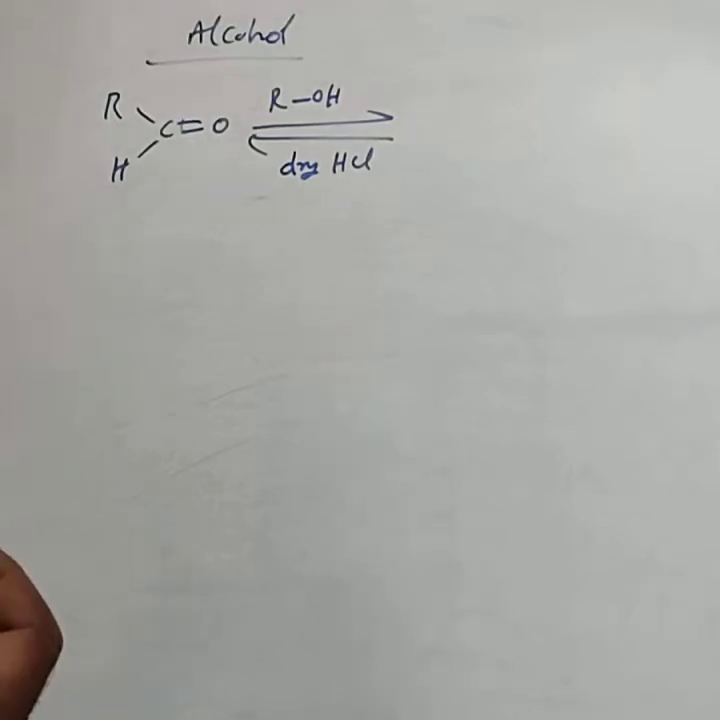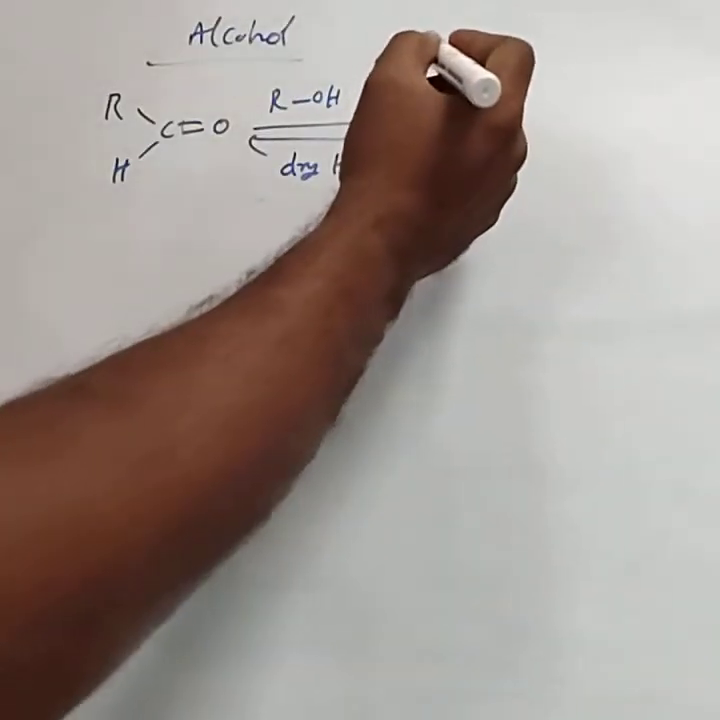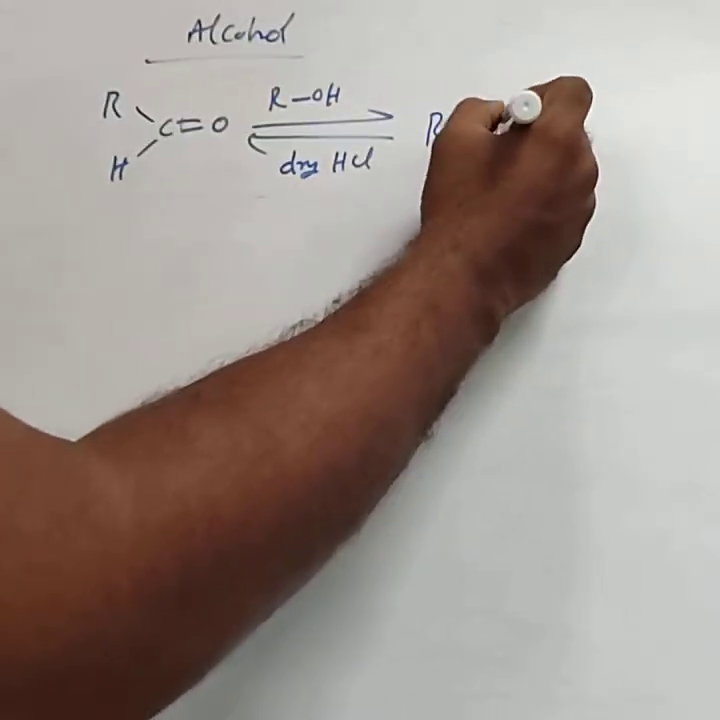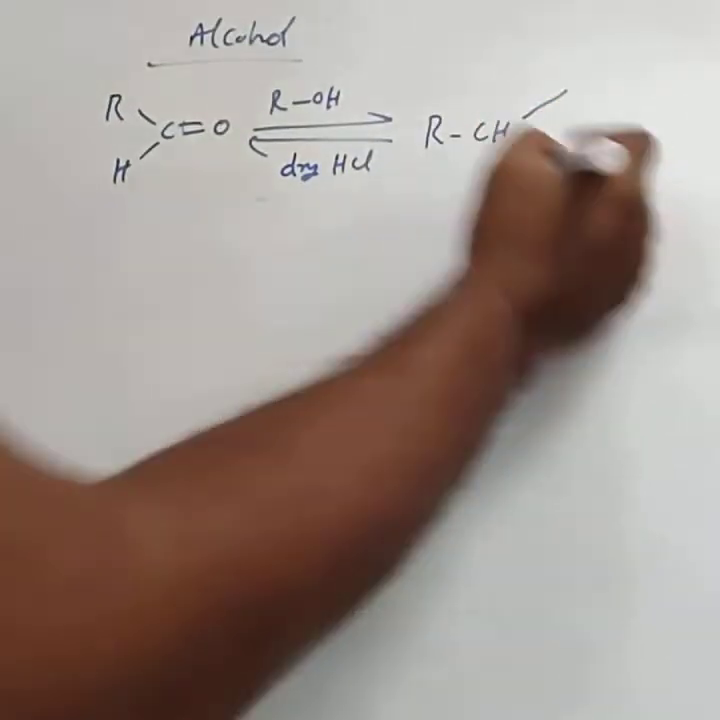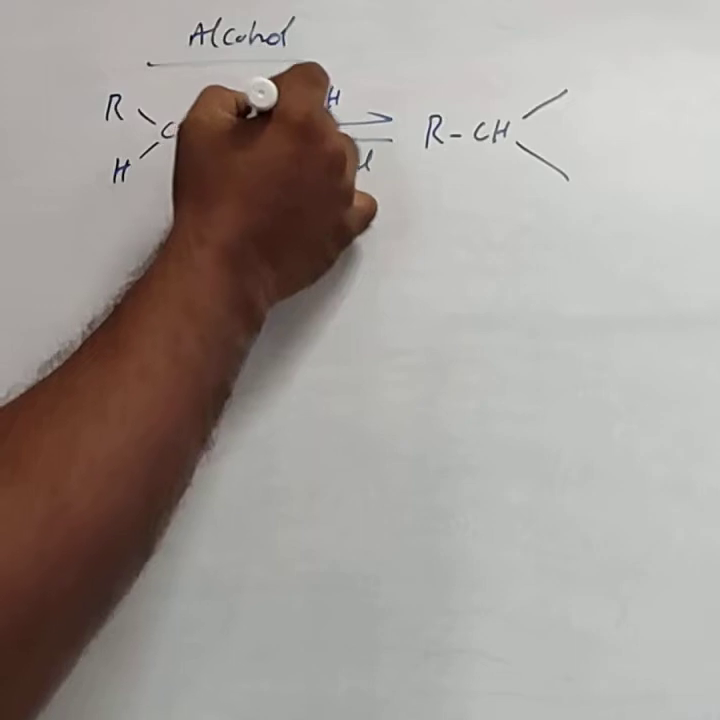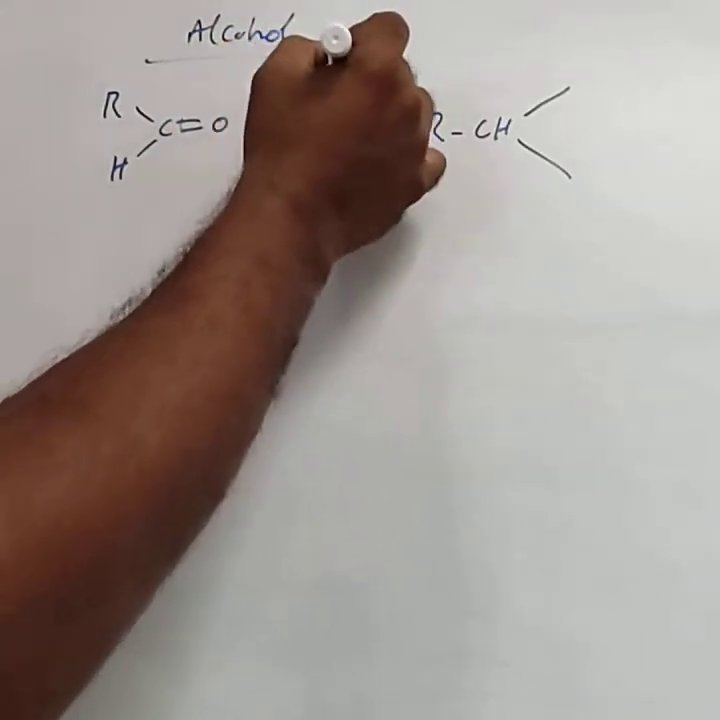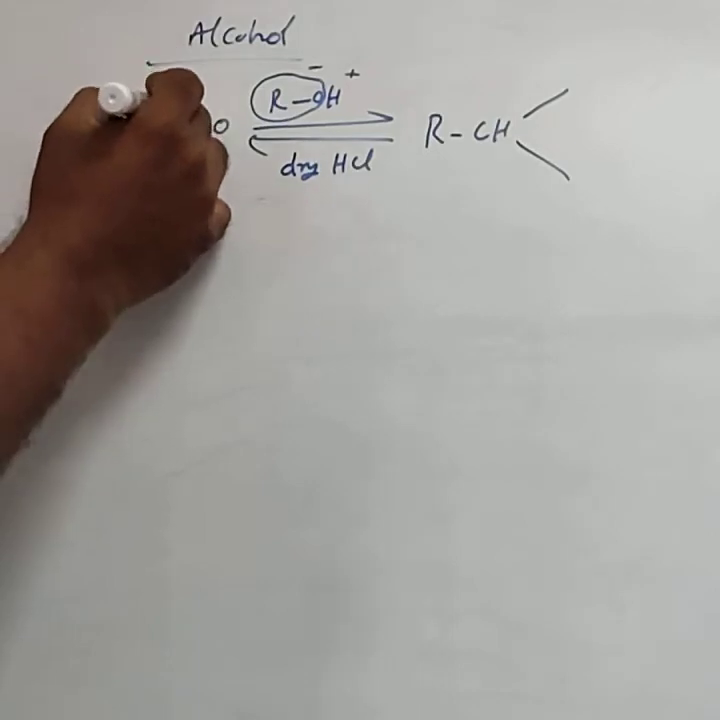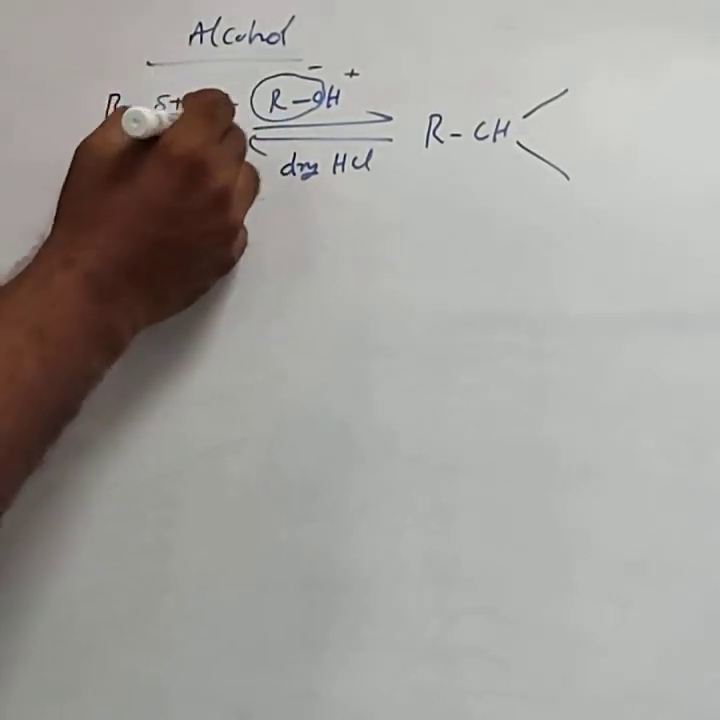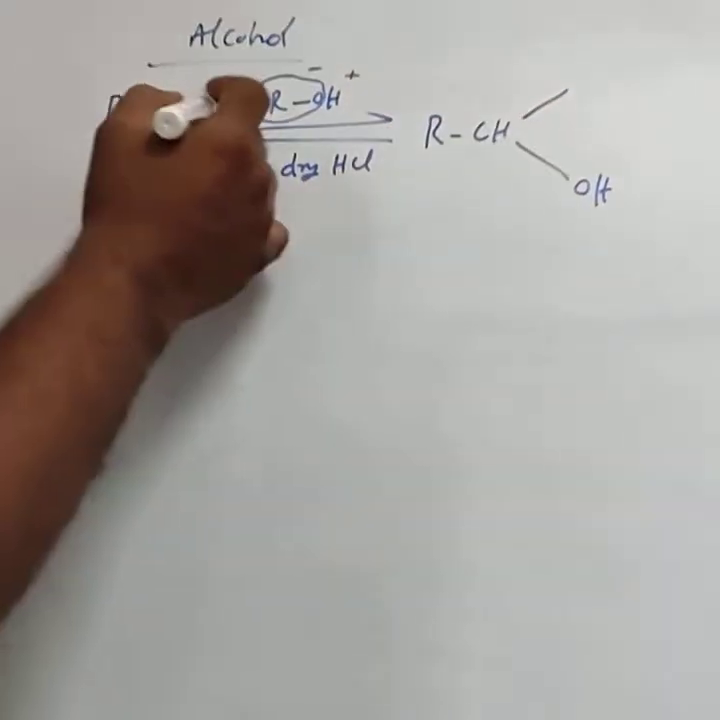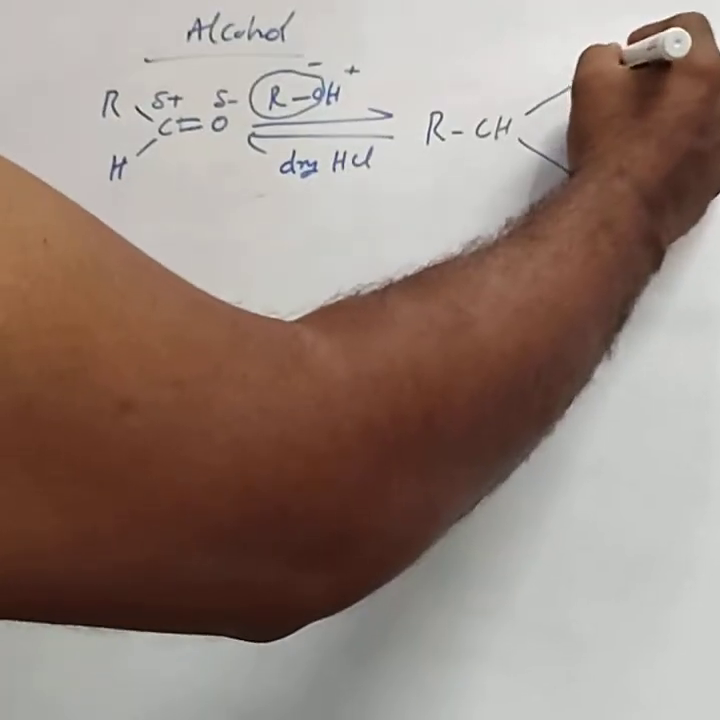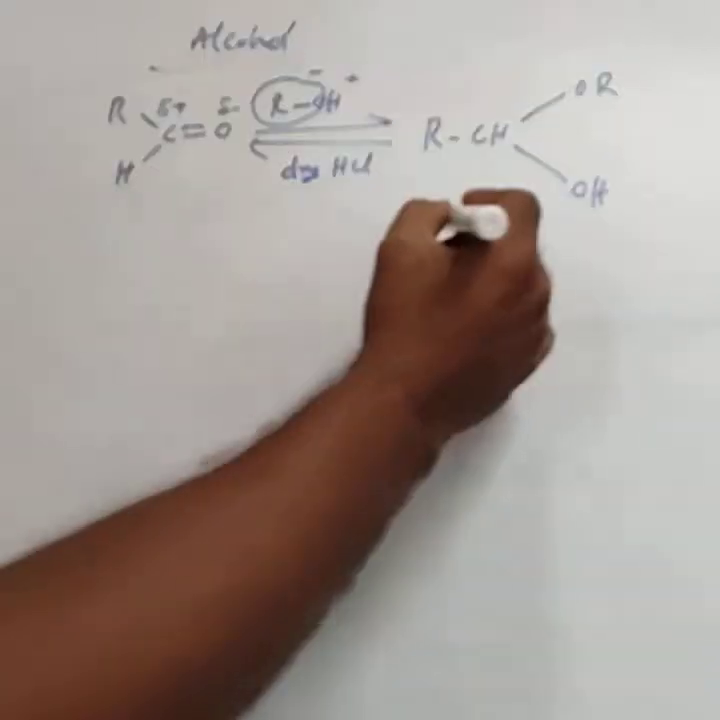Then there results the formation of an alkoxy alcohol intermediate. That is, the alkoxy alcohol formula is RCH to the O. From this alcohol you take RO minus and H plus. Here it is delta plus, delta minus. By using this, to the O part H gets added, OH, and to the carbon OR, the alkoxy part, gets added.